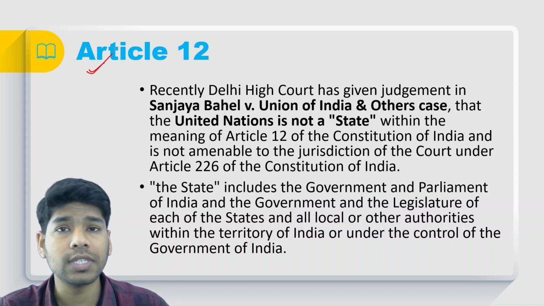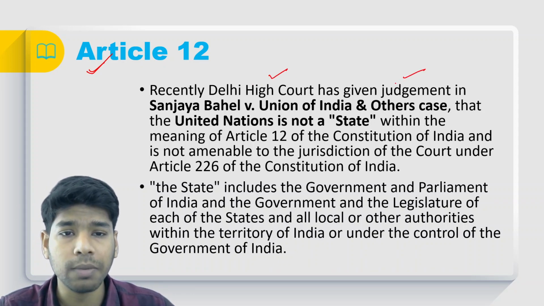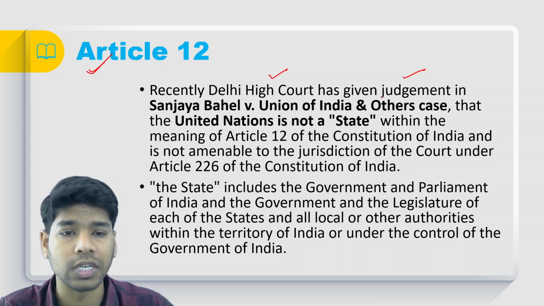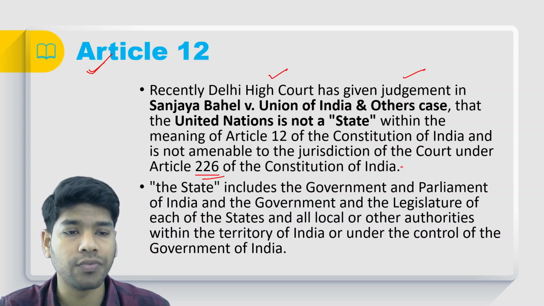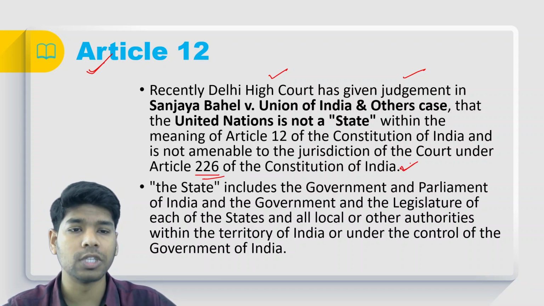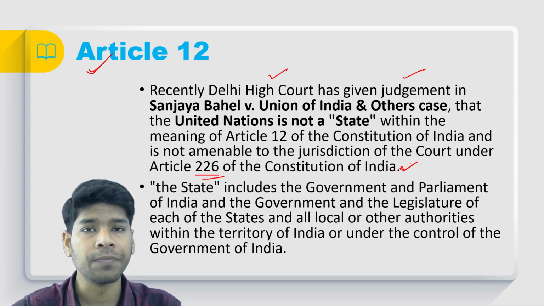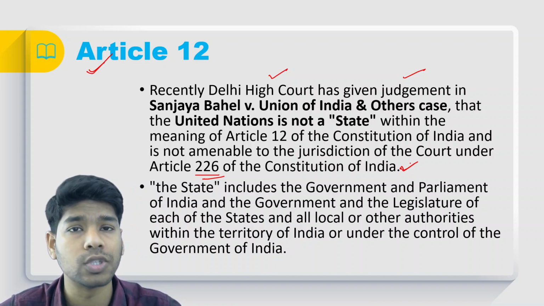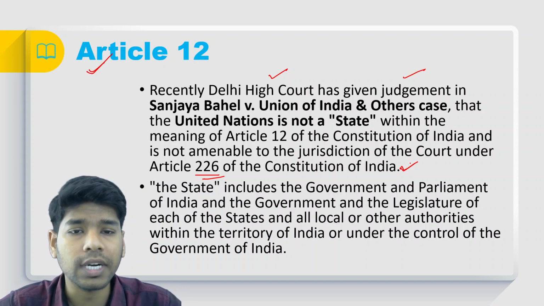Article 12. First, let us see one recent judgment. The Delhi High Court has given a judgment in the Sanjay Bahal versus Union of India and others case that the United Nations is not a state within the meaning of Article 12 of the Constitution of India and is not amenable to the jurisdiction of the court under Article 226 of the Constitution of India. So 226 is talking about the jurisdiction of the court, right? Under this jurisdiction, the United Nations is not a state. That's why it will not come under the jurisdiction of the state. So our court cannot direct anything to the United Nations.